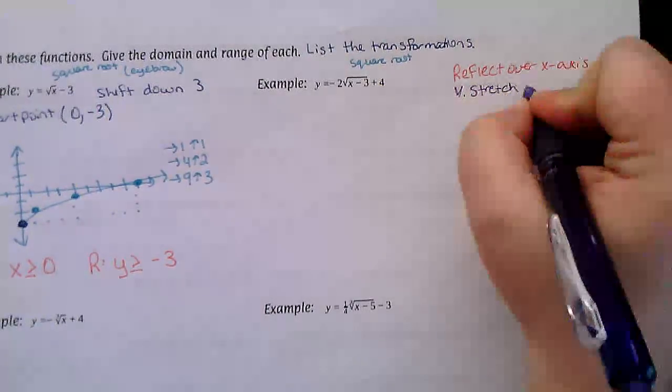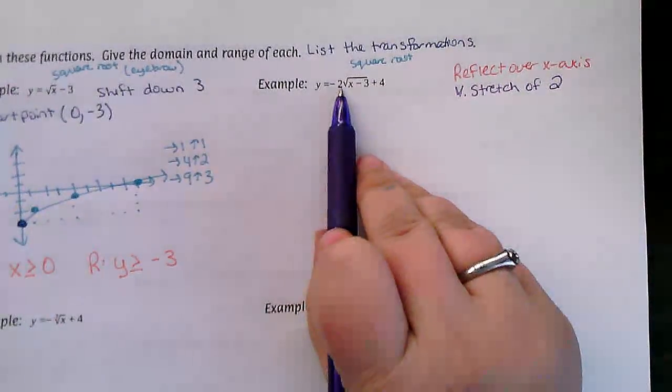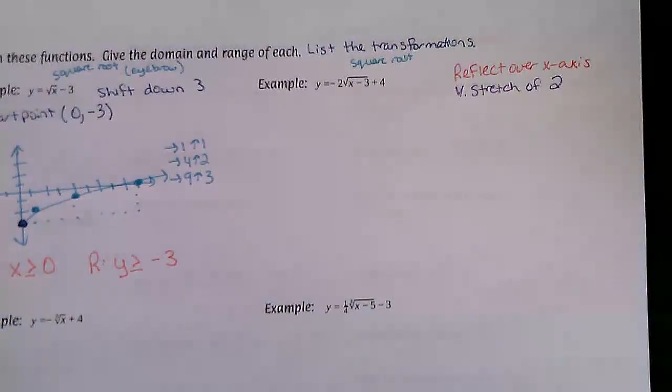If you're not sure if it's a stretch or compression, think of your favorite number and multiply it by this. If it gets bigger, it's a stretch. If it gets smaller, it's a compression. So a vertical stretch of 2.